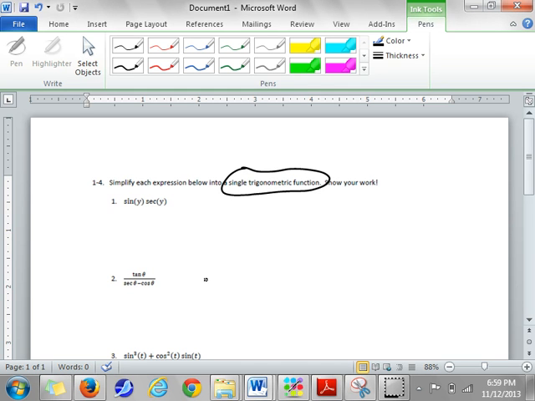Anyways, so single trig function, that means one of the six trig functions: sine, cosine, tangent, cosecant, secant, cotangent. So your answer will not be in this form. If you end up with something that looks like this, cosine over sine, that's not a single trig function. You need to go ahead and continue that and write what single trig function that goes along with. In this case, that would be cotangent.